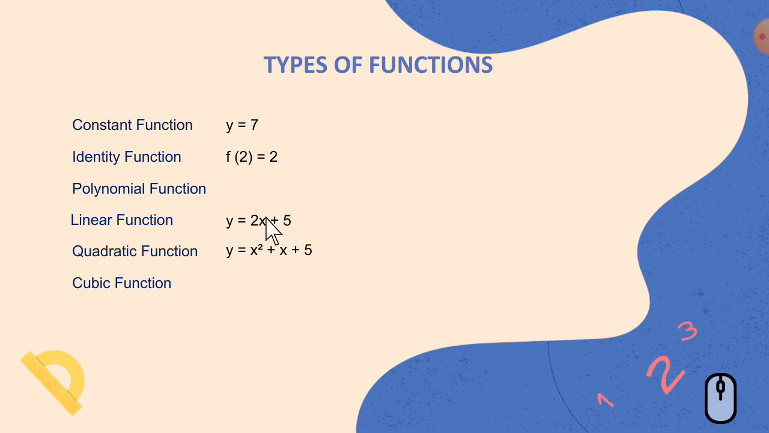Next is the cubic function. From the word cube means 3. So y is equal to 5x cubed plus 3x squared plus 2x plus 5. So the highest exponent there is cube, which is 3.